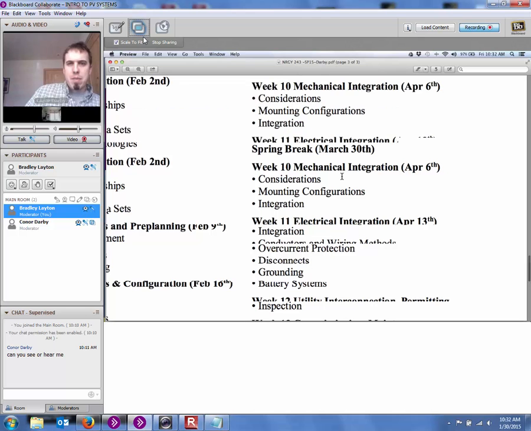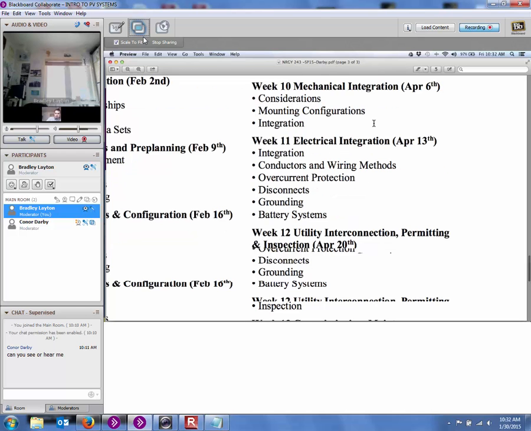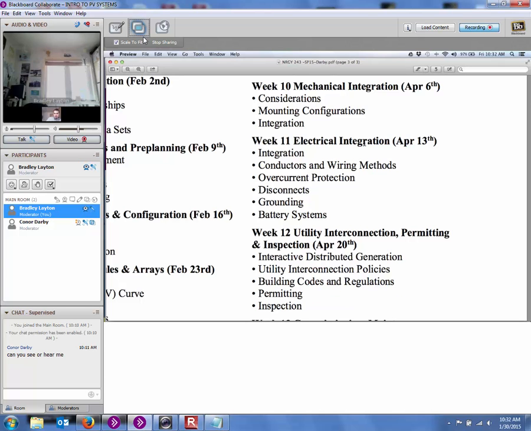That would be week 10, April 6th, talk about mechanical integration. This is an interesting topic here, and week 11, electrical integration. When you study for the NABCEP exam, two of the primary areas of content are what they call adapting the mechanical design and then adapting the electrical design. And in any PV system design, those are the two primary areas of analysis that have to be thoroughly examined and figured out for any project.